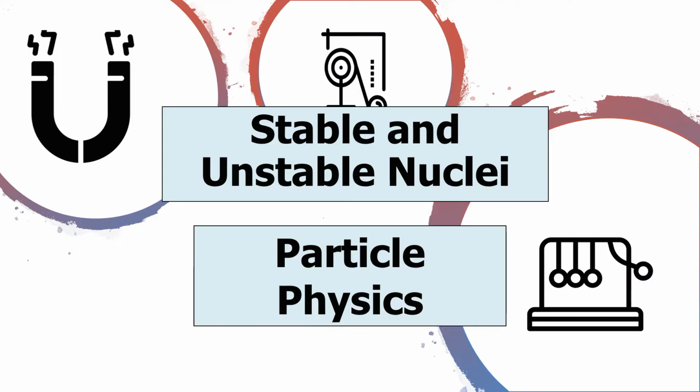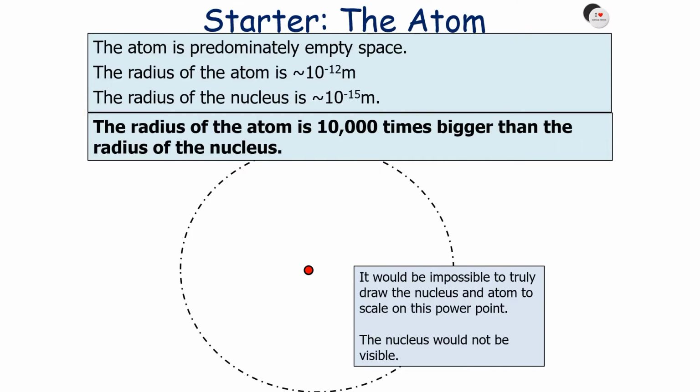Let's now have a look at the concept of stable and unstable nuclei. Now we learned in GCSE that the atom is predominantly empty space. The radius of an atom is about 10 to the minus 12 meters, and the radius of a nucleus is about 10 to the minus 15 meters. So this means that the radius of the atom is about 10,000 times bigger than the radius of the nucleus.